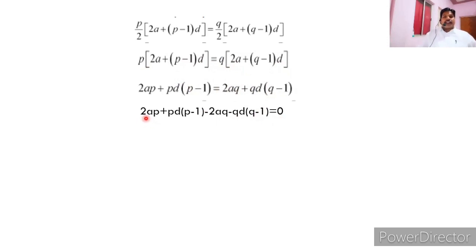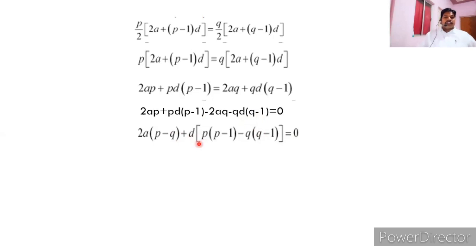Now observe here: this is 2ap and this is 2aq. What is common in these two terms? 2a is common. I will take 2a common here; it becomes (p minus q). And observe these two terms: d is common. Taking d common, the remaining value is p into (p minus 1) minus q into (q minus 1), that is equal to 0.